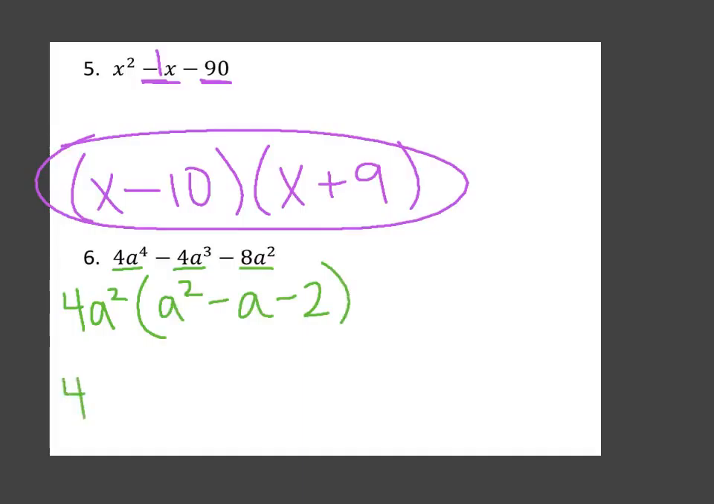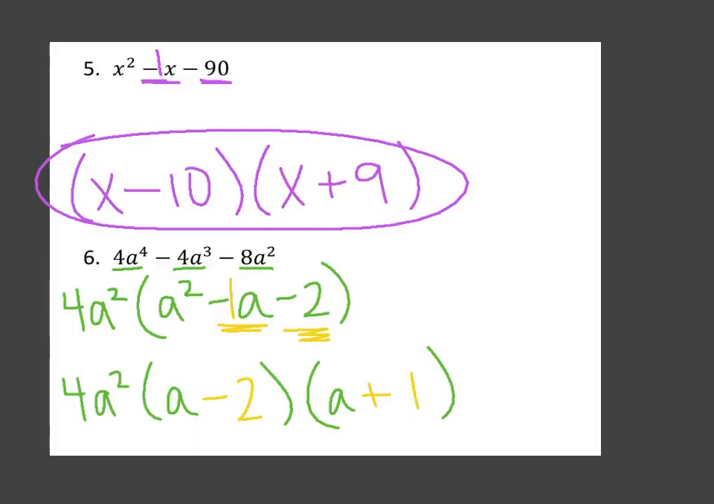Now if I go from here and try sum product, I would have an a and an a. And I need two numbers. I need one that's going to add up to negative 1, but multiply to be negative 2. Well, that would be a negative 2 and a positive 1. And there's my final factored answer.